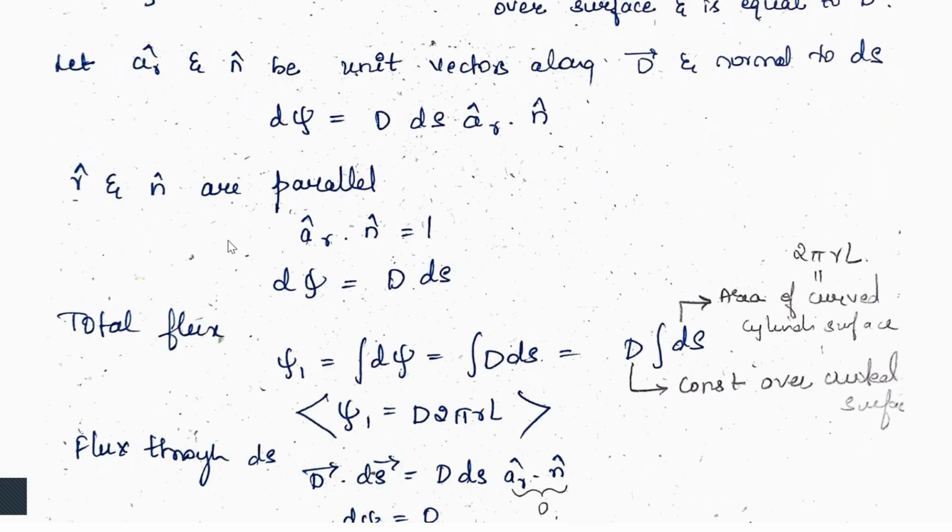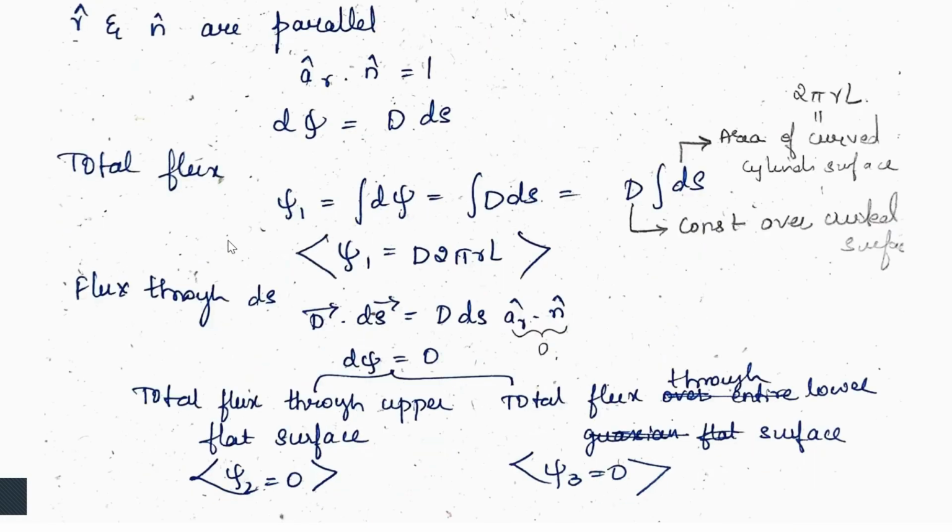We take D as constant over the curved surface, outside the integration, and the integration part will be only dS, which is the area of the curved surface. For a cylindrical closed surface, the curved surface area formula is 2πrL. So substituting that, ψ1 is equal to D 2πrL. Now we have got the curved surface area. Still we have to go for the top and bottom, the lower flat surface and the upper flat surface.